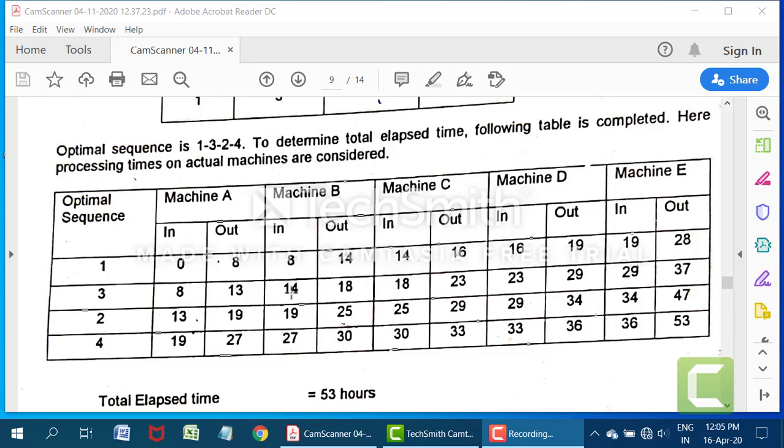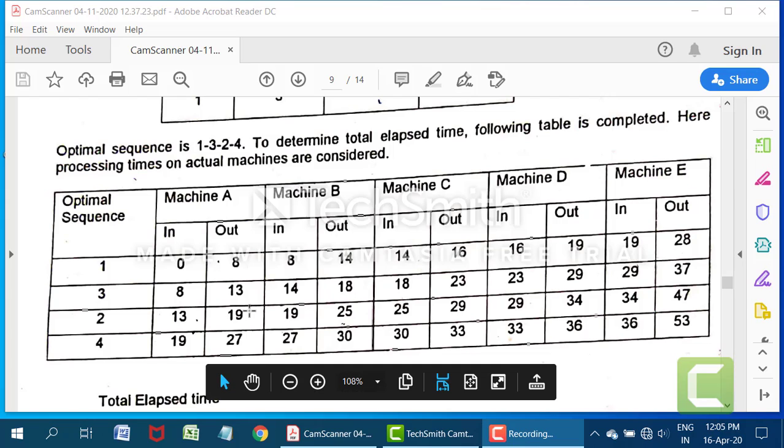The third job was ready by clock time 13. It has come to machine B, but it cannot be loaded because the machine was busy up to clock time 14. So machine B can take the third job for loading only at clock time 14. The operation time for the third job on machine B is 4 minutes. So 14 plus 4, 18. At clock time 18 it is over, the job is unloaded, and the next machine has to wait.